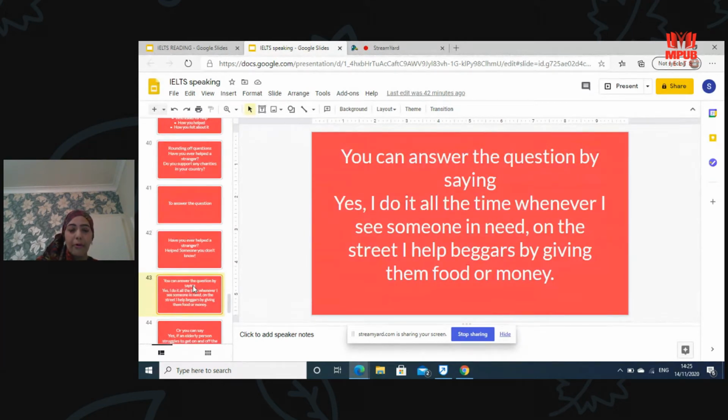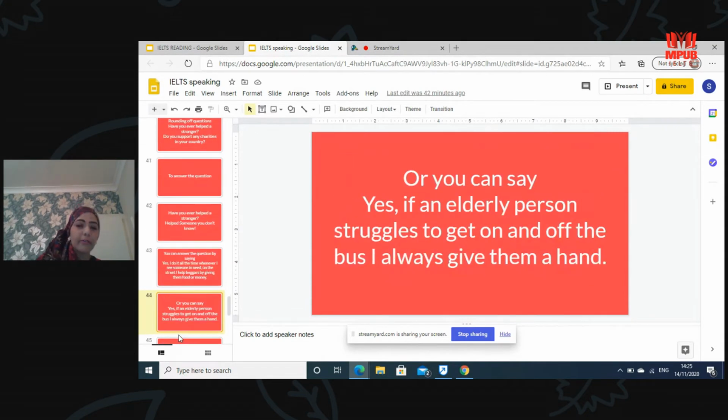Obviously in the answer I've put, on the street I help beggars by giving them food or money. Or I could have answered that question by saying, yes, if an elderly person struggles to get on and off the bus, I always give them a hand. So you could answer it with either of those two answers. Also, instead of elderly, you could put a person with a disability struggles to get on and off the bus, I always give them a hand. So that's what they're looking for, that you have the basic understanding, you grasp a simple question and you can just give them a simple answer. They don't want you to drag the answer out, they want you to give a simple answer to the simple question.